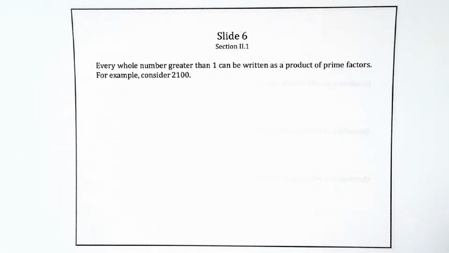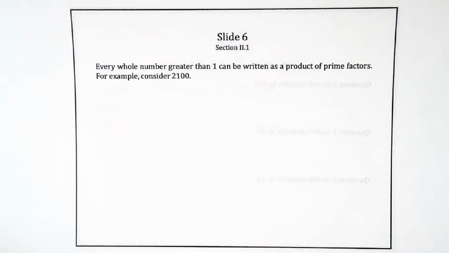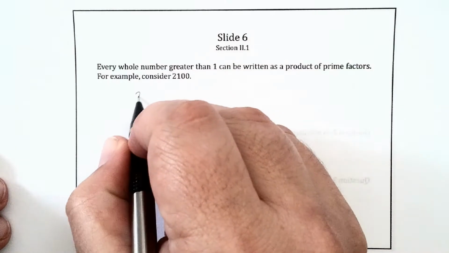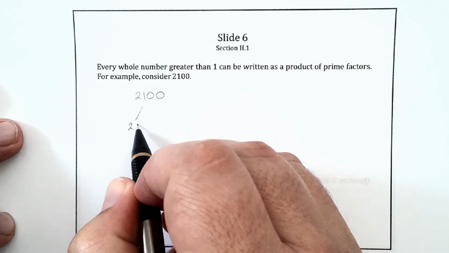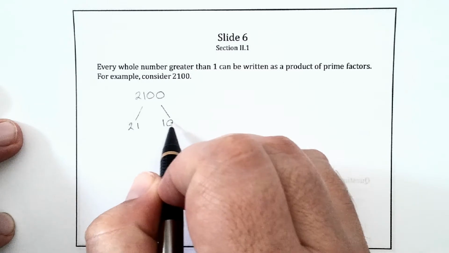Now, every whole number greater than 1 can be written as a product of prime factors. And it'll turn out that there's one and only one way to do that, and that product, that factorization, is kind of like the DNA for the number. So for example, consider the number 2100. So we have 2100, which is equal to 21 times 100.